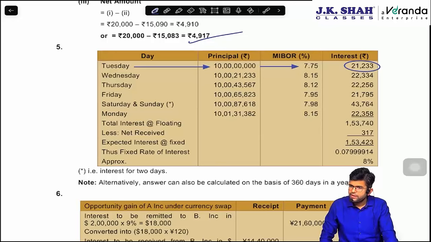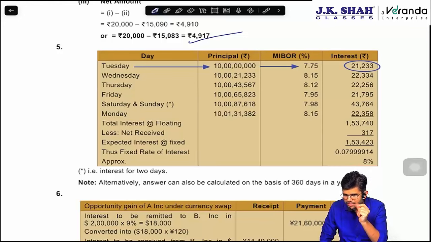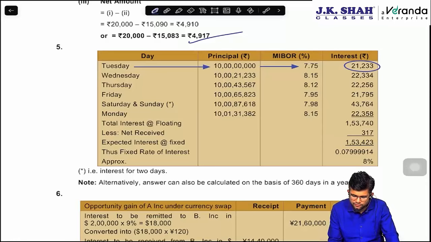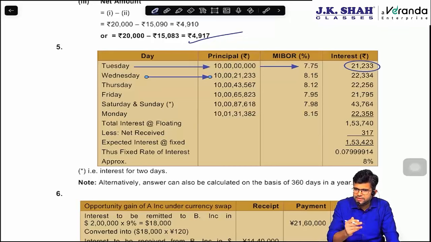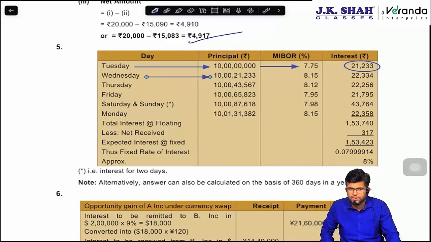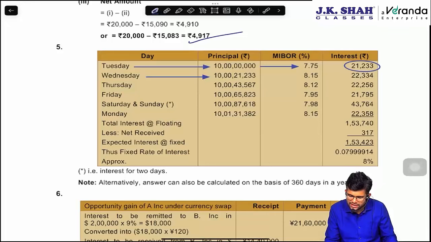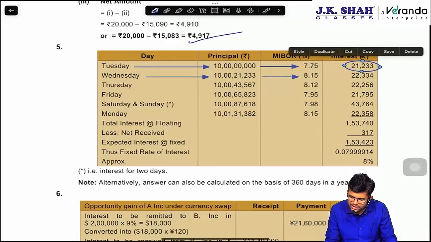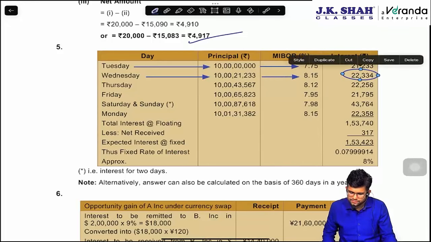Now students, look at me. Since this is resetting every day, ICAI has assumed daily compounding, and because of that for Wednesday, you have to take a principal of 10 crore plus 21,333. Are you all able to understand? Remember this in the exam. It's a simple question, but remember this point. Like that, can I say second day interest? Are you getting this?